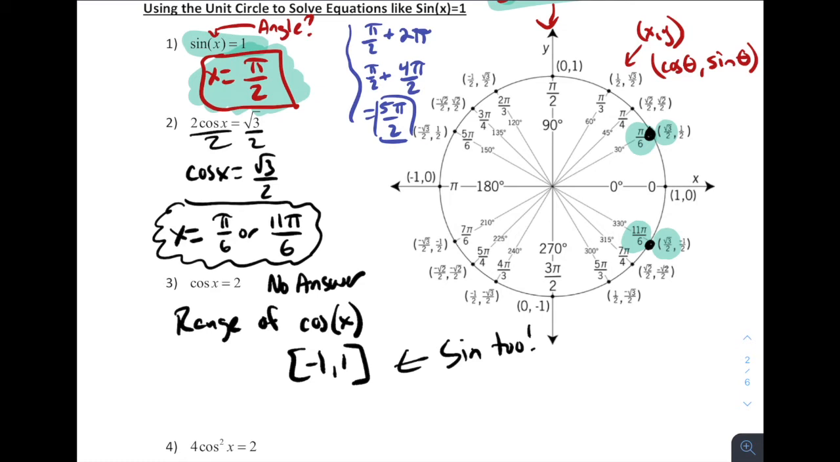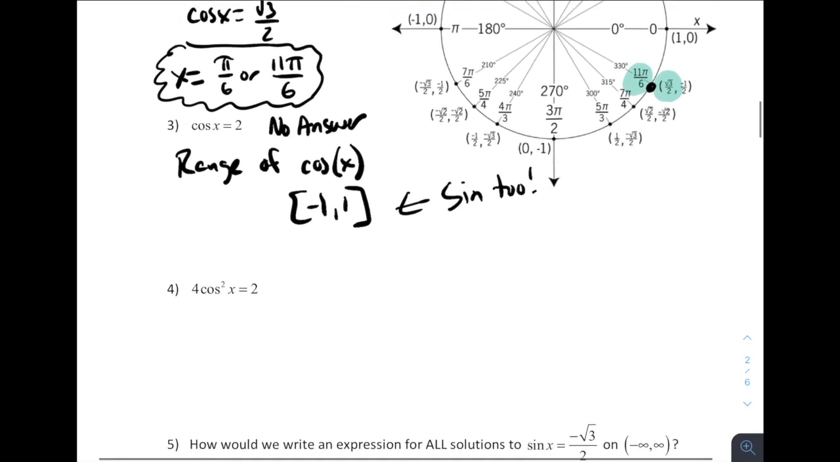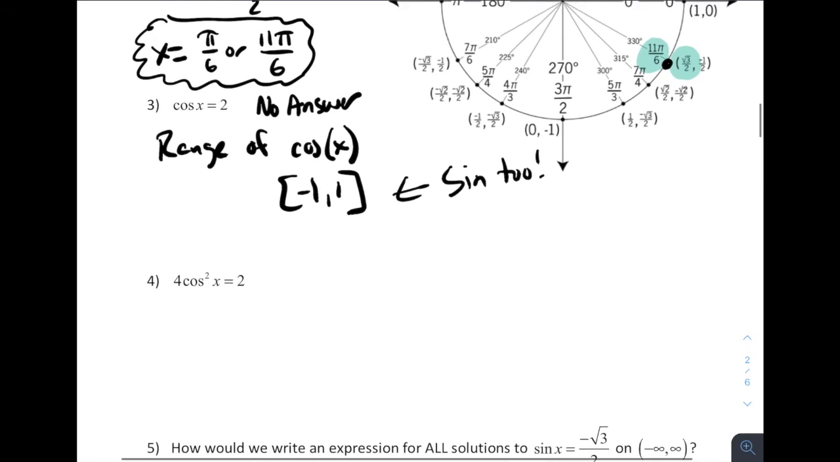So it also has a range of negative 1 to 1. All right, what about number 4? 4 cosine squared of x is equal to 2. We can just do order of operations. I would divide by 4 first. So this is cosine squared of x is equal to 2 over 4, which is 1/2.